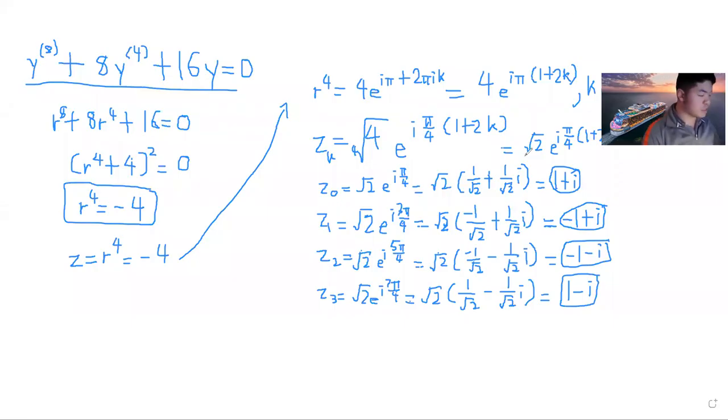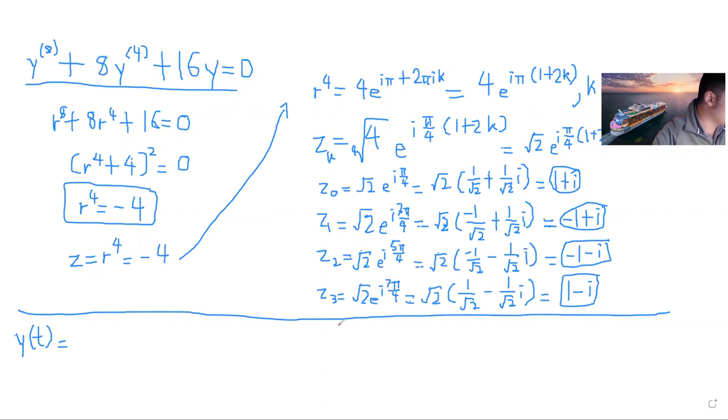Hey guys, I'm back. So basically we have 8 parts to this, since this is to the order of 8. So y of t is going to be equal to, I'm going to draw a line here, I don't want this to get messy. Directly plug in these values.